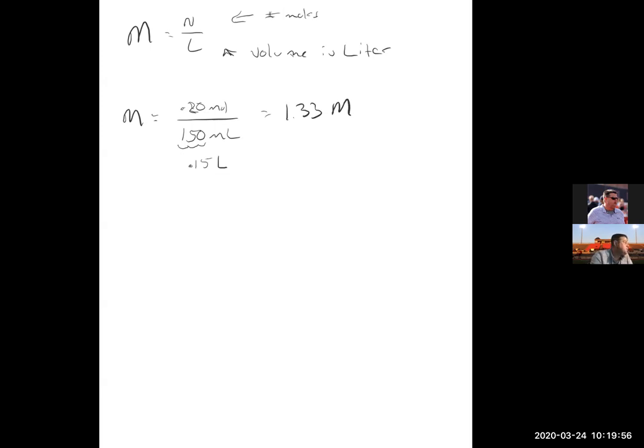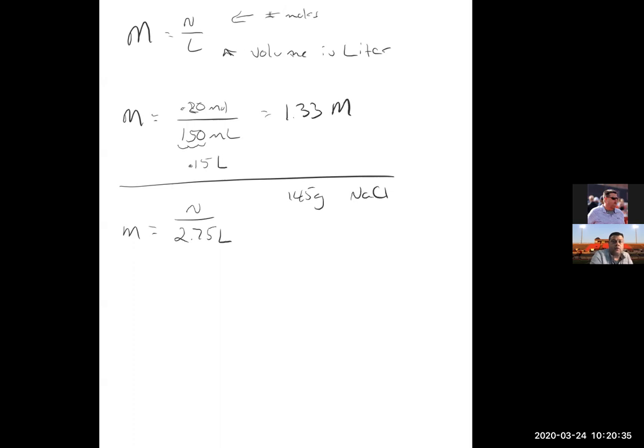Now, sometimes, if you roll down to question number 19, it says, what is the molarity of a solution produced when 145 grams of sodium chloride is dissolved into sufficient water to prepare a 2.75 liter solution? So let's write down what we know. I know molarity is going to be equal to n, number of moles, and I know my solution is 2.75 liters. It also tells me I have 145 grams of sodium chloride, NaCl.